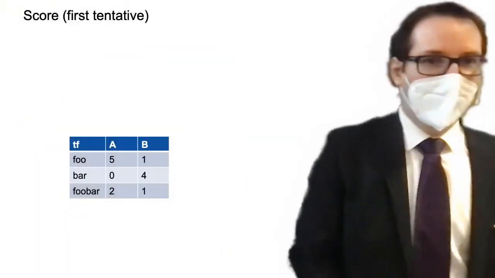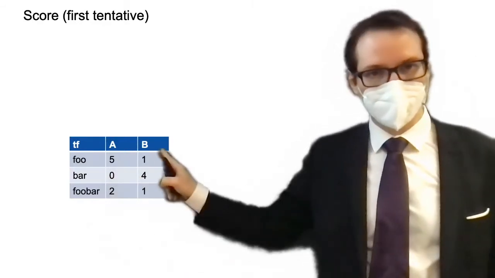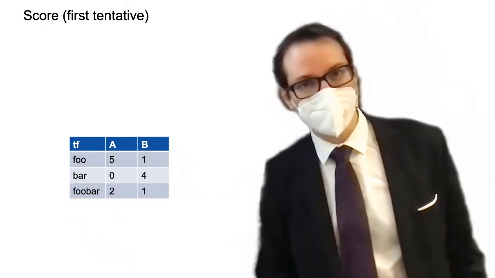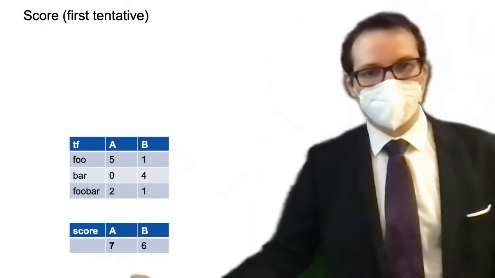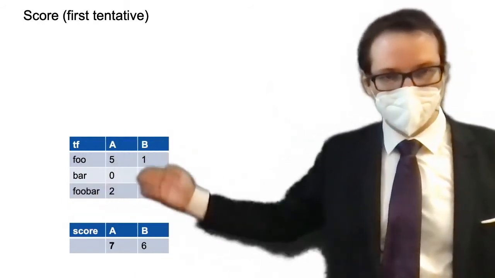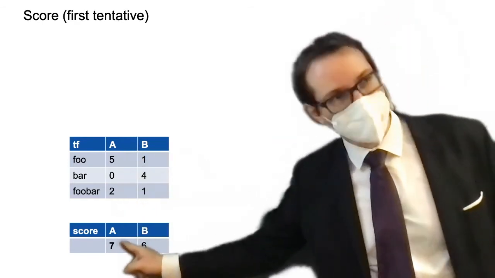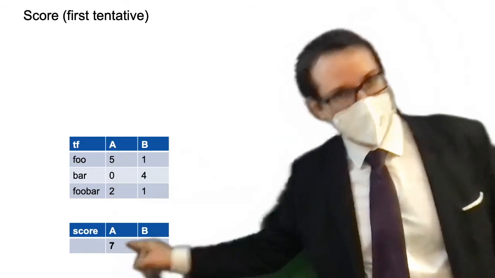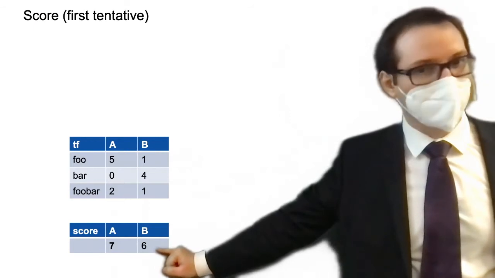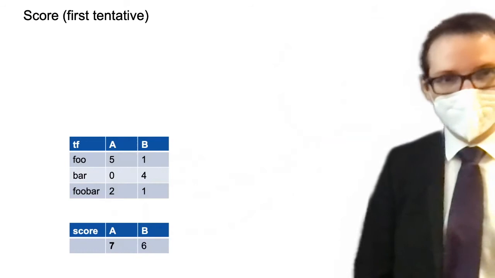So if we have the term frequencies, as I said, it's two-dimensional because you need the term and the document. So let's say two documents, A and B, and three terms, and these are the term frequencies. So now if we have a query, like foo bar would be our query, and then we got the term frequencies, we can do the sums. 5 plus 0 plus 2 gives us a score of 7 for document A. 1 plus 4 plus 1 gives us a score of 6 for document B. So now we can rank and we see, okay, document A has a higher score than document B.